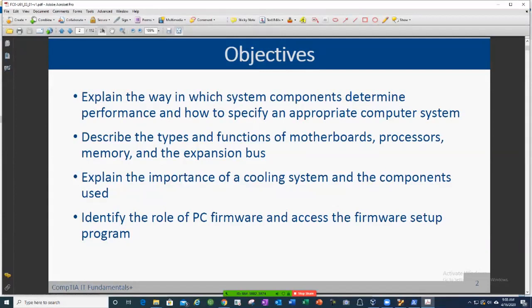All right. You should also be able to identify the role of PC firmware and access the firmware setup program. Every computer comes with a piece of low-level software that is accessed before the operating system, and it has a whole bunch of low-level functions on the PC. There are a number of things that we can change in the BIOS setup, and we'll show how to do that also.